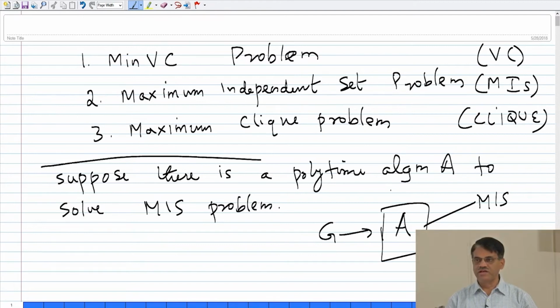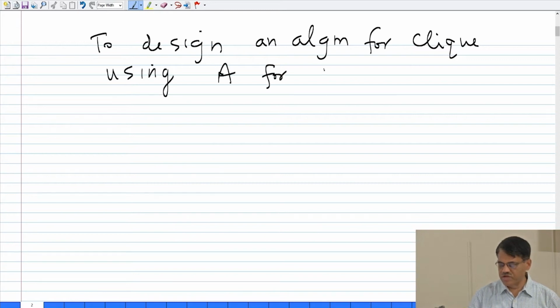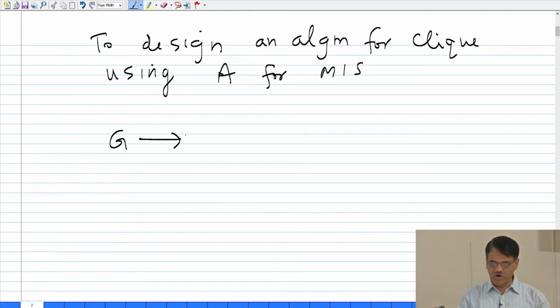Does everyone see that? Right? So what is the suggestion? You want to design an algorithm for click using the algorithm A for maximum independent set. So what is my algorithm? New algorithm A prime. Let's call this algorithm A prime. It takes an input G for which I want to find a maximum click in the graph, right? So what do we do? Complement the graph, right? I'm going to write this G complement. How do you complement the graph?